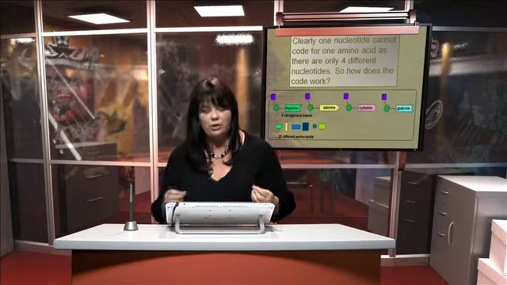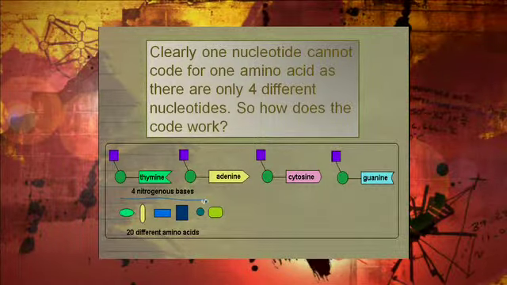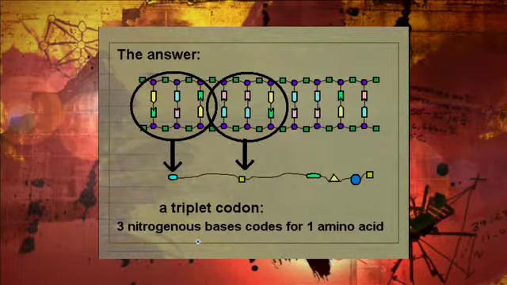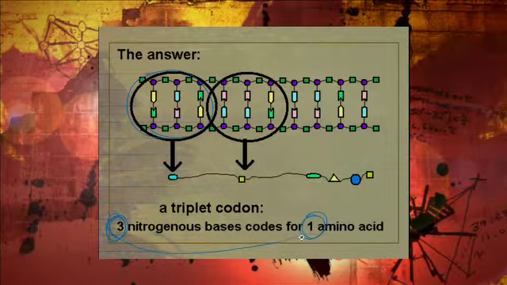So how are we going to solve this problem? 4 nitrogenous bases, only 4, and 20 different amino acids. Well, the answer lies in what we call the triplet code. Every 3 sets of nucleotides that we have, every 3 groups of them, we will code for 1 amino acid. So 3 nitrogenous bases codes for 1 amino acid.